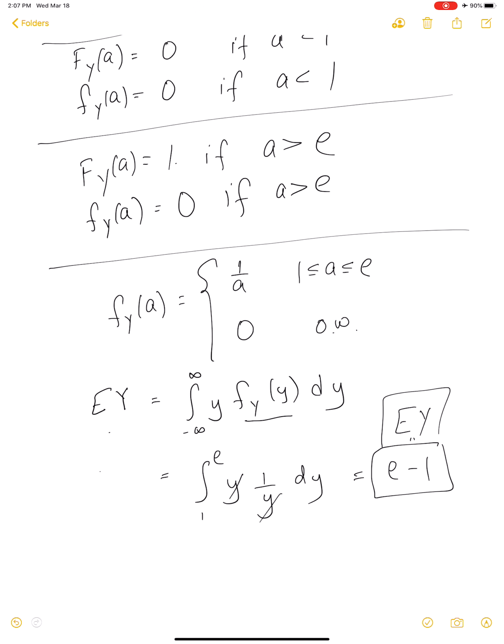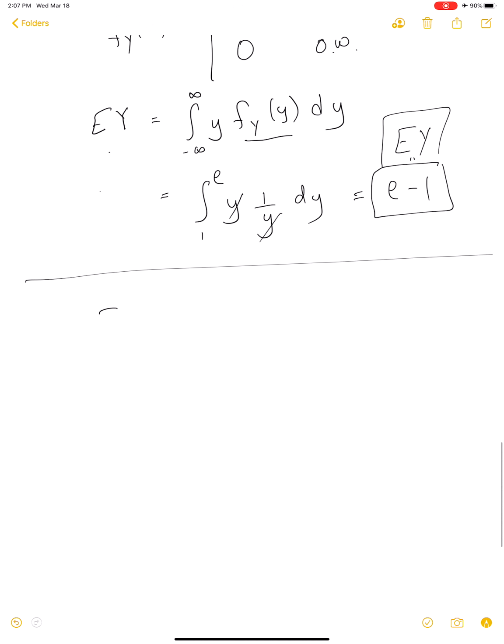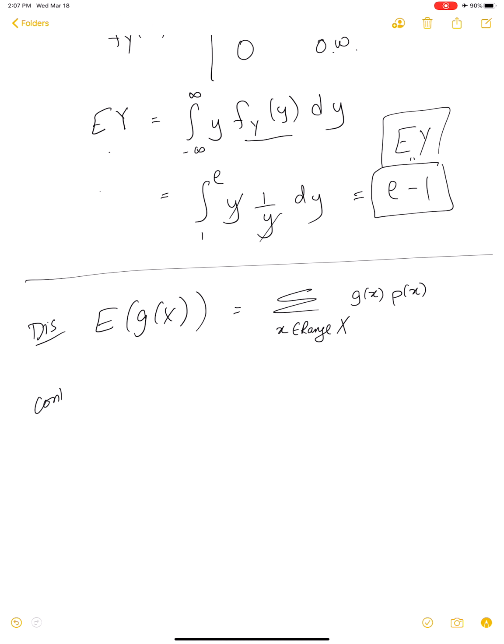In the discrete case, you remember what you had? You had that the expectation of a function of x was what? You sum over all the x's in the range of the random variable x, g of x times p of x. Okay, so in the continuous case, what do you expect? It is just as you expect. The expected value of a function of a random variable is the integral from minus infinity to infinity of g of x times f of x dx.